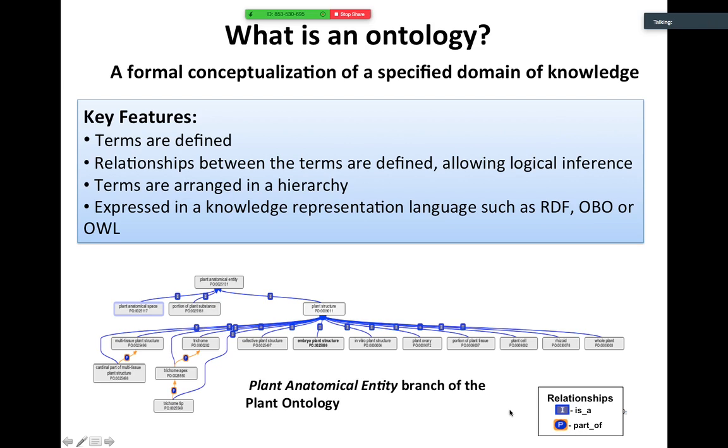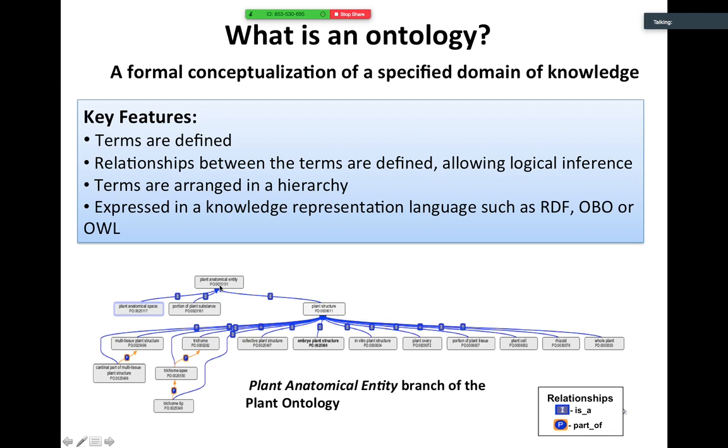These are probably the two most common relationships: the ISA or subclass relationship and the part of relationship. So you can see in this example from the plant ontology, and this is the anatomy branch, or the plant anatomical entity branch of the plant ontology, you can see a plant structure is a subclass of, or is a, plant anatomical entity.